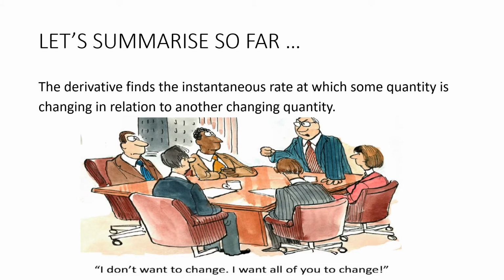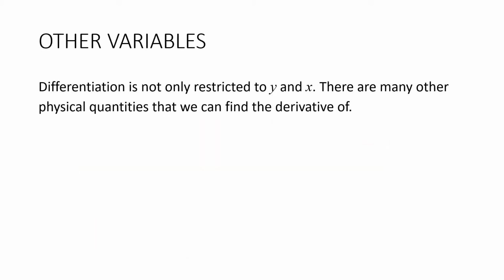Okay, we're finished with looking at the rules and how to differentiate. I just want to return back to what does it actually mean. The derivative finds the instantaneous rate at which some quantity is changing in relation to another changing quantity. Now so far we've only looked at the gradient of a tangent at a particular point, but there are other applications. Now differentiation is not only restricted to y and x. There are many other physical quantities that we can find the derivative of. A really common one is to differentiate something with respect to time, and we'll meet that in a couple of the other videos.